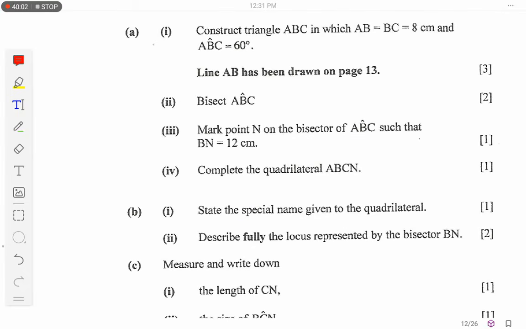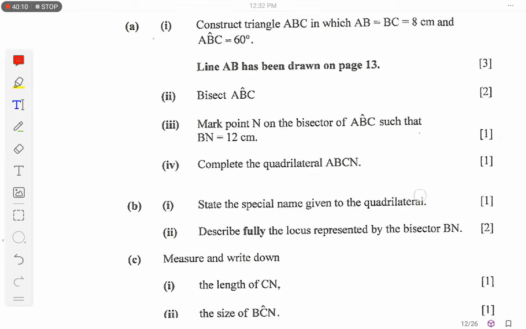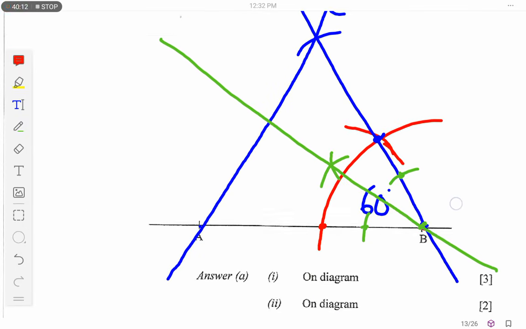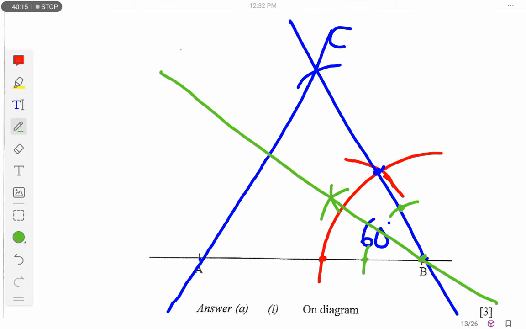Okay, let's look at the next question. It's now saying mark point N on the bisector of ABC such that BN is 12 centimeters. So you are going to use your ruler again to find the 12 centimeters there. So you find out it's going to be somewhere here. From B to this point here, that will be our N, sorry. So that is 12 centimeters there. That's why when you are drawing, you have to have your line long enough so that when you have other extra extensions, it's easy for you to do.